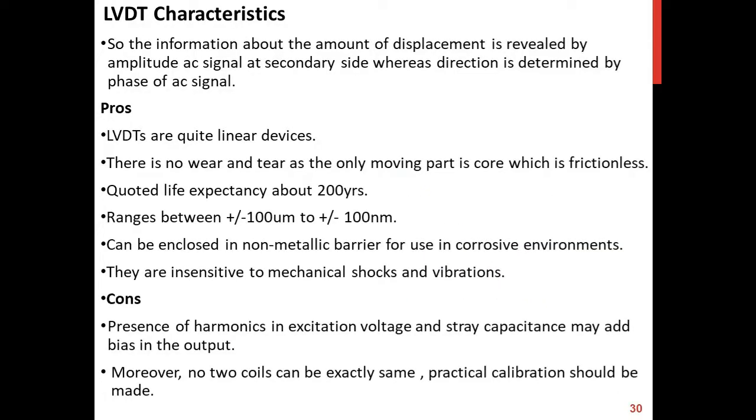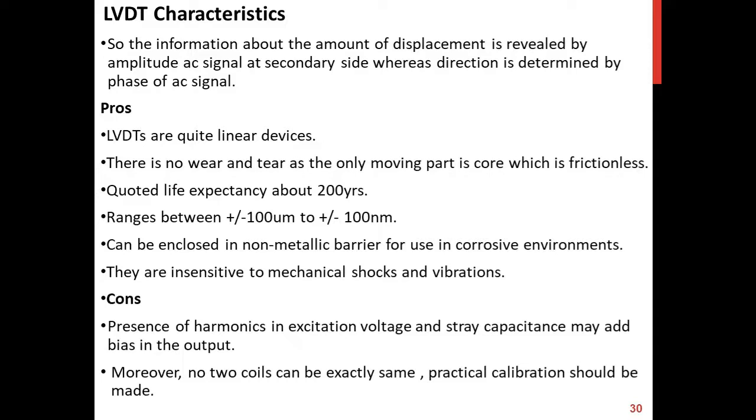Here we have the LVDT characteristics. As I already discussed in the previous slide, the information about the amount of force, reflected in terms of displacement, is revealed by the amplitude of the AC signal, whereas the direction of the core is represented by the phase of the AC signal. The advantages of the LVDT are that they are quite linear devices, meaning that they can measure in the range from a few micrometers to a few millimeters.